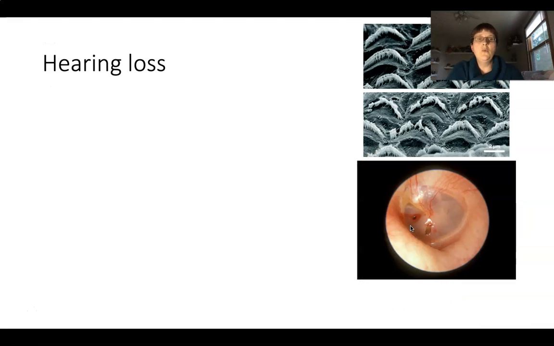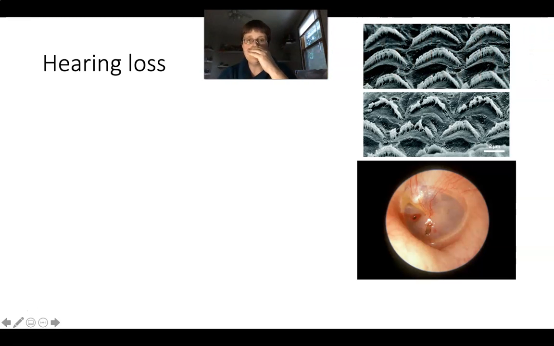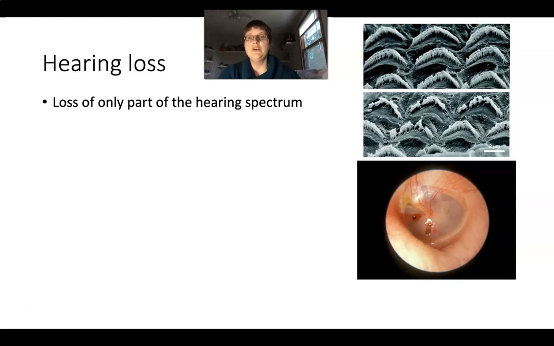Okay, so what happens to cause hearing loss then? When we talked about vision, we talked about different ways that your vision could be affected. Well, your hearing can be affected as well. When we call it hearing loss, this is a loss of only part of the hearing spectrum. You can hear 20 hertz to 20,000 hertz, that whole range. But if you lose part of it, that's when we call it hearing loss.